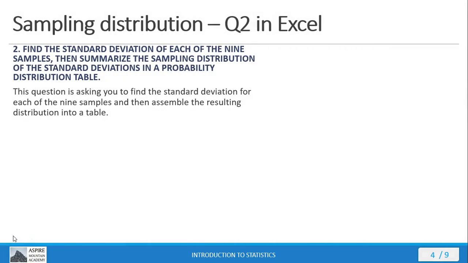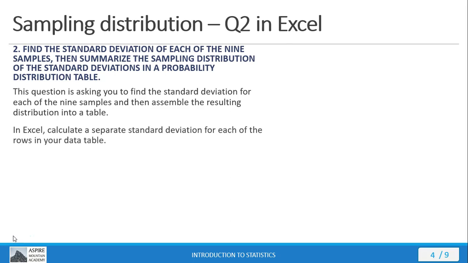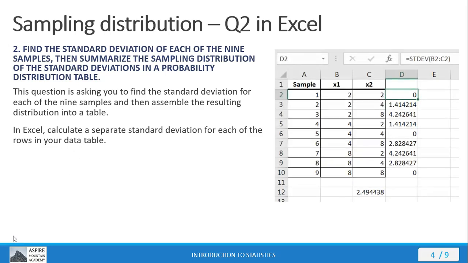Now, the second part of this problem asks us to find the standard deviation for each of the 9 samples and then summarize it in a probability distribution table. So this is going to go through the same process that we saw with StatCrunch with a little bit of difference. In Excel, you have to calculate a separate standard deviation for each of the rows of your data table. We can do that pretty easily. Notice here I'm just putting in the next column over, I just calculate the sample standard deviation for each of those rows. So this first one is the standard deviation for my first sample that's in the first row.